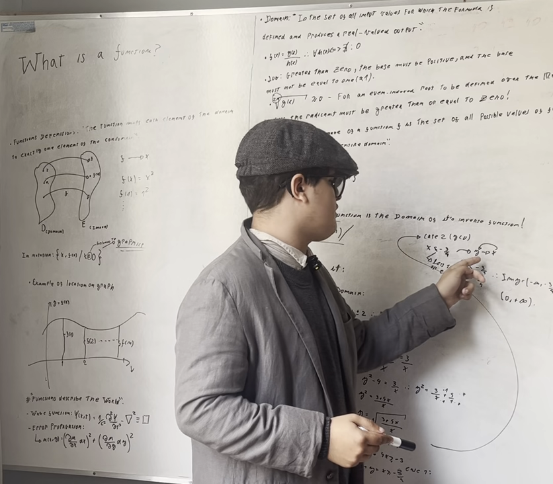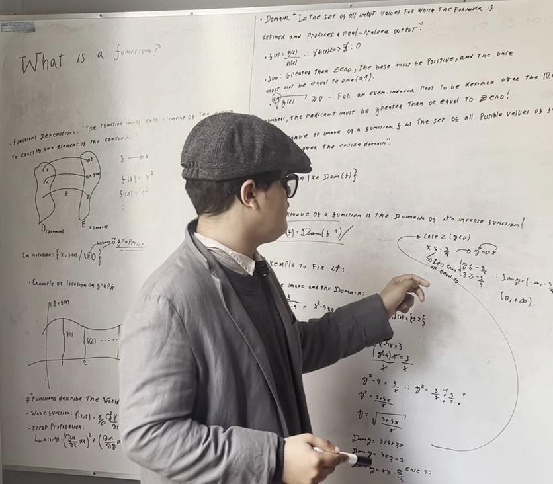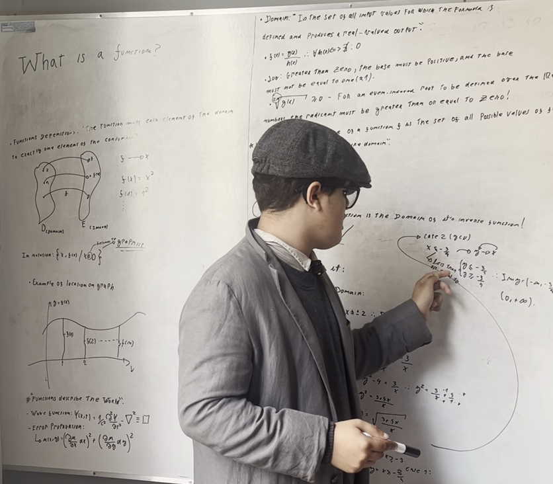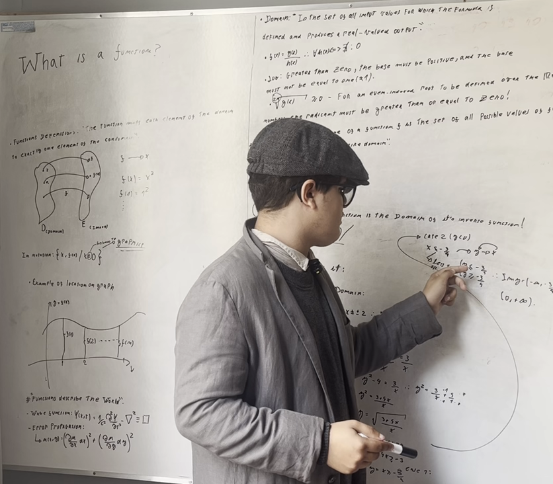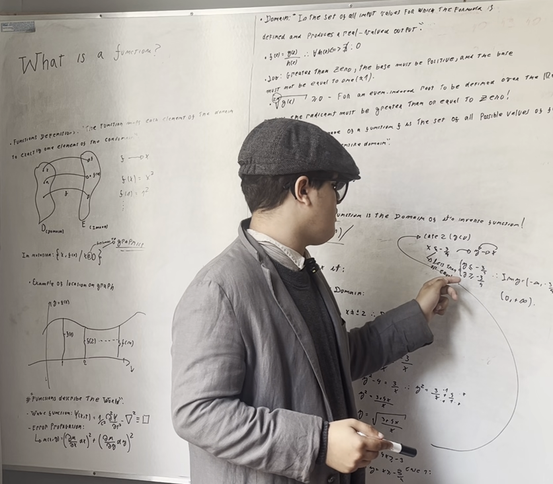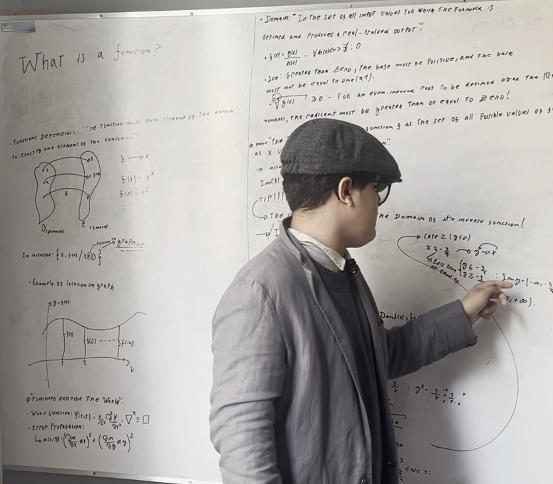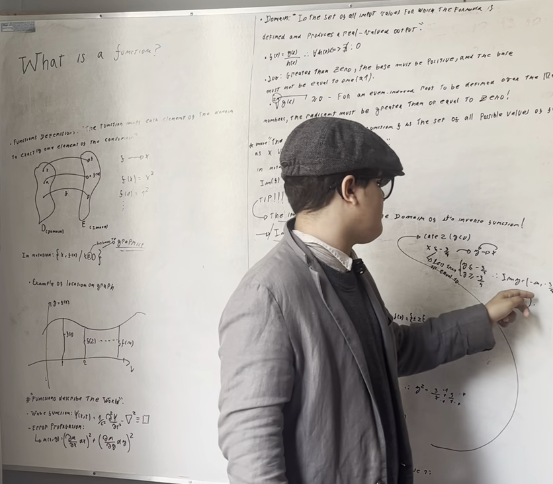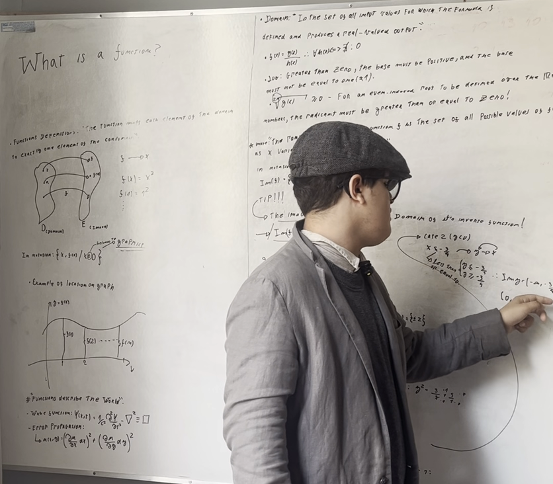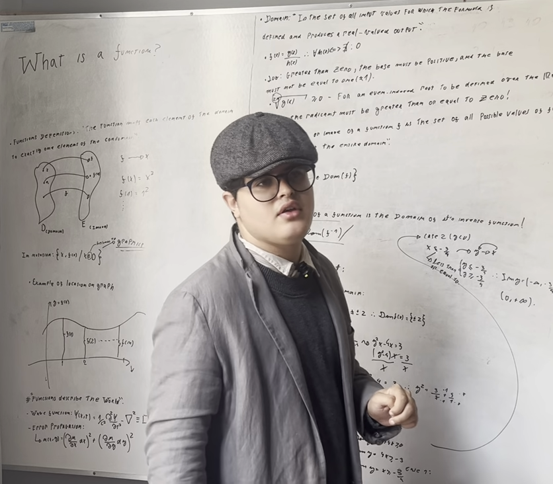So y turns x, less than or equal to. So y can be less than or equal to minus 3 over 4, or greater than or equal to minus 3 over 4. So the image will be minus infinity to minus 3 over 4, union 0 to plus infinity.